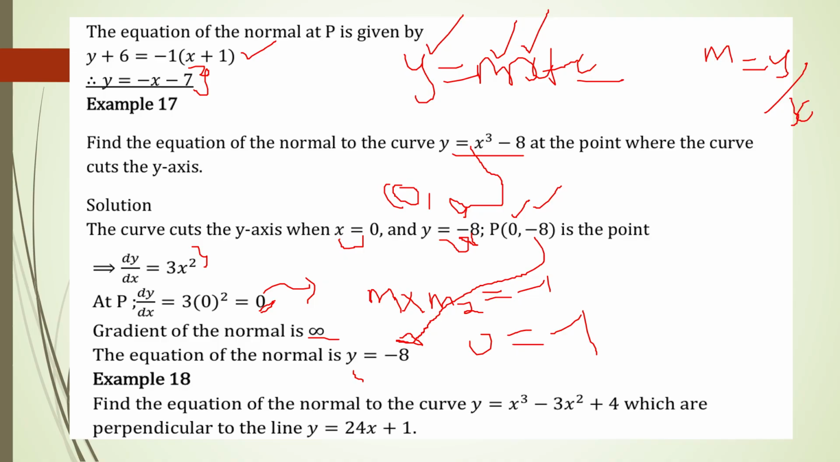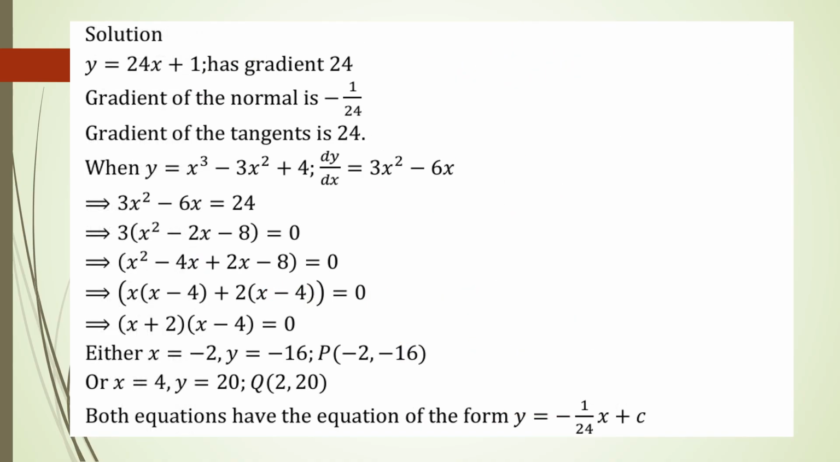Let's look at another example, and here we are saying, find the equation of the normal to the curve, this, which is going to be perpendicular to this line. Now we are going to go through this very fast. First of all, we are given a line y equals 24x plus 1, and the gradient of this line is 24.